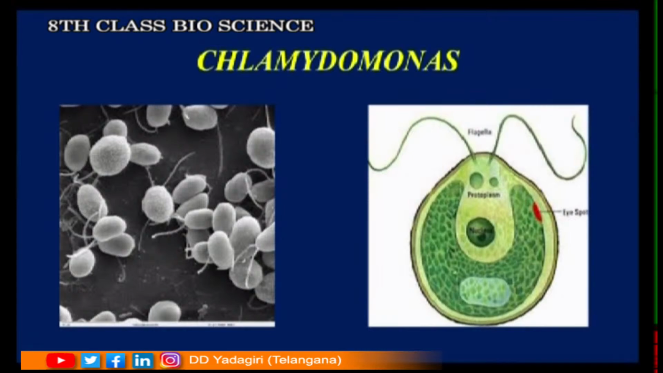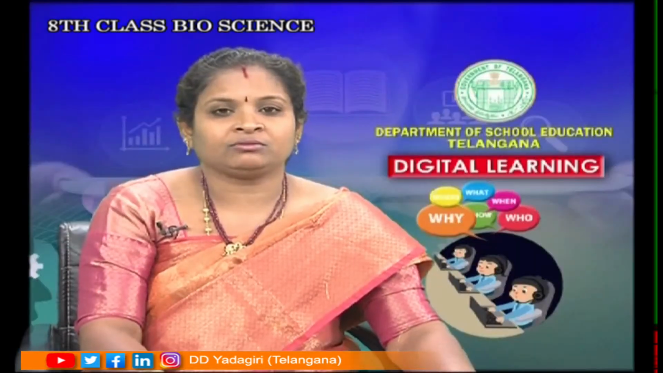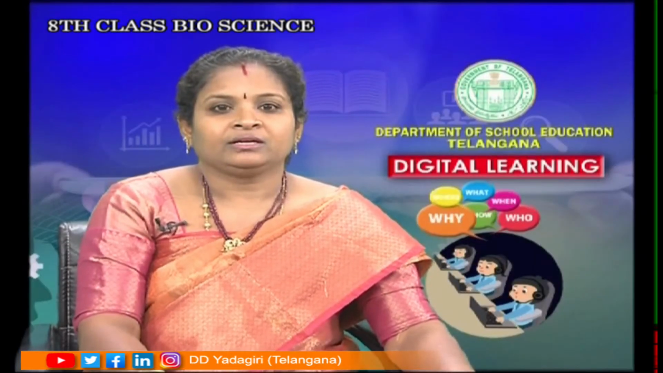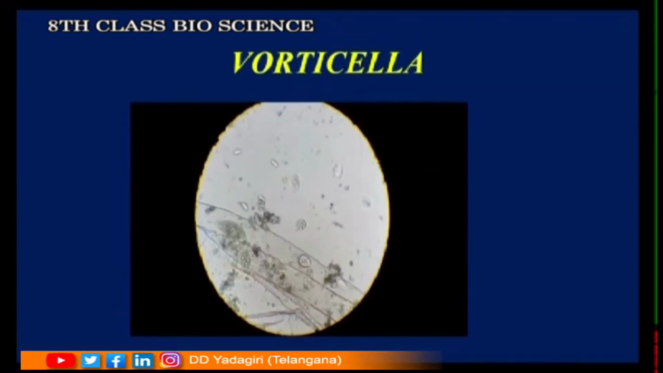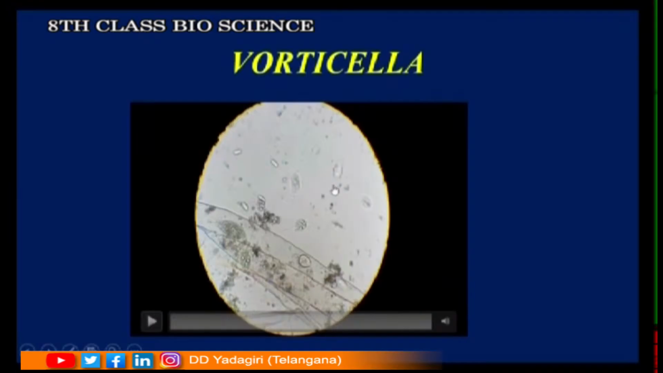Now the next protozoa we are going to study is Vorticella. Vorticella is a minute microorganism which belongs to protozoa, and it can be seen like this under the microscope. You can see tiny Vorticella here in this picture.